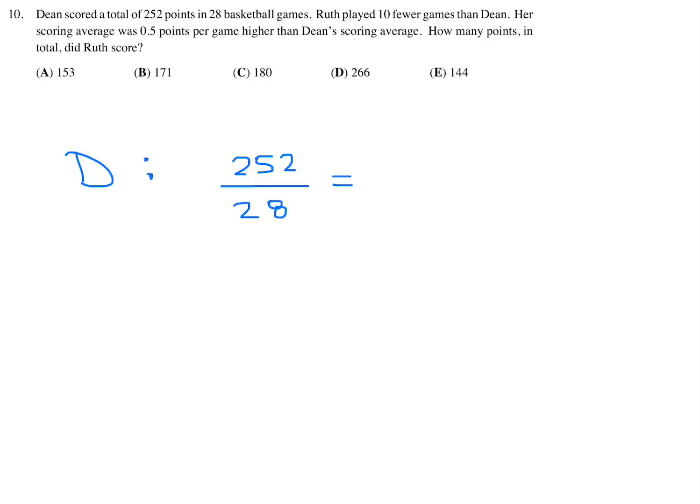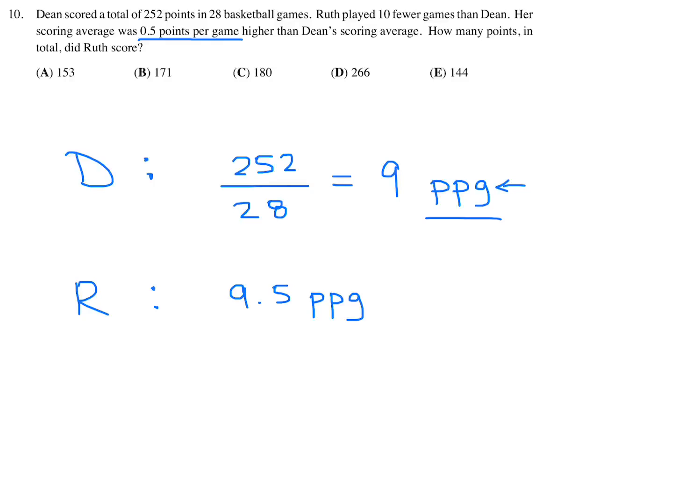So his average is 9 PPG, points per game. Those of you that are basketball fans have seen PPG written many times, so you know what that means. Now you have Ruth. Ruth, they say that her points per game is 0.5 higher. So Ruth's PPG is 9.5. And then they also tell you that she played 10 fewer games. So if Dean played 28 games, Ruth played 18 games.